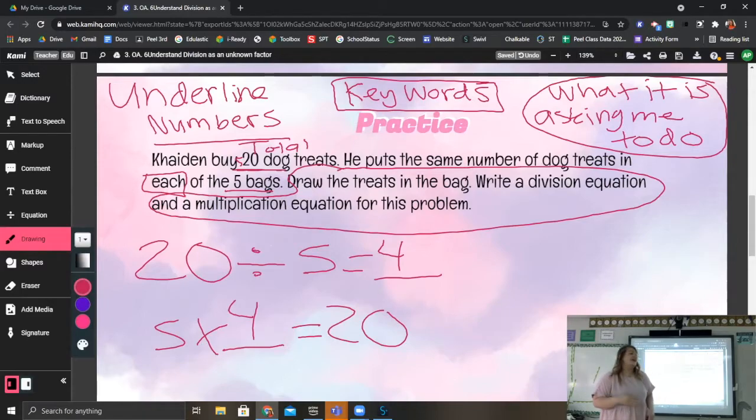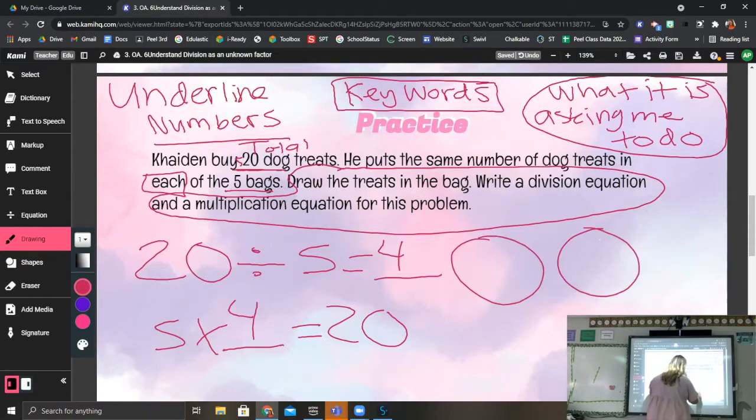Let's go back and look at equal groups as well, because it does tell us to draw the treats in the bag. I know that Caden has 5 bags. So I'm going to go ahead and draw 5.